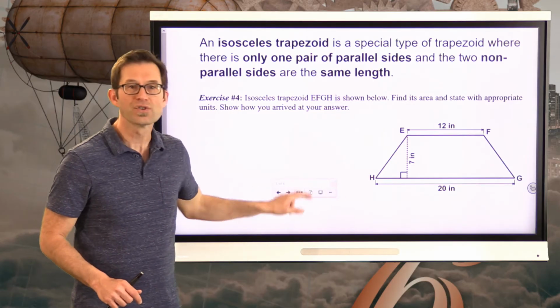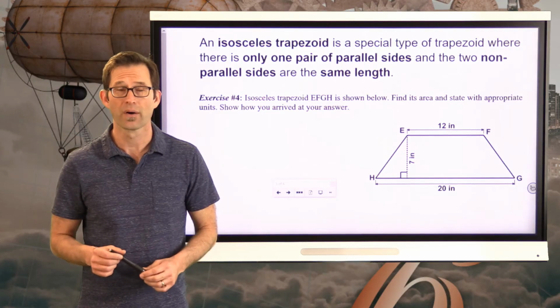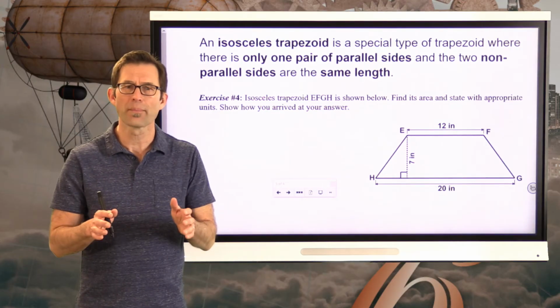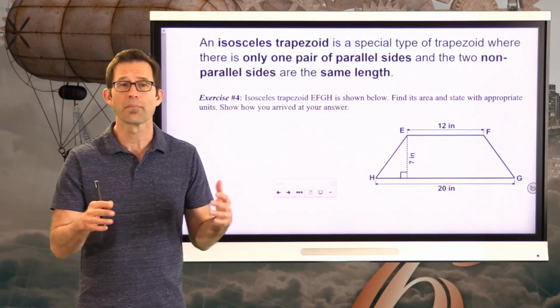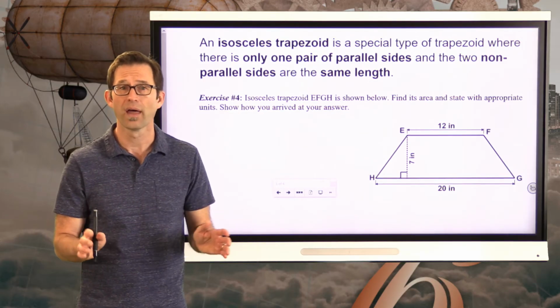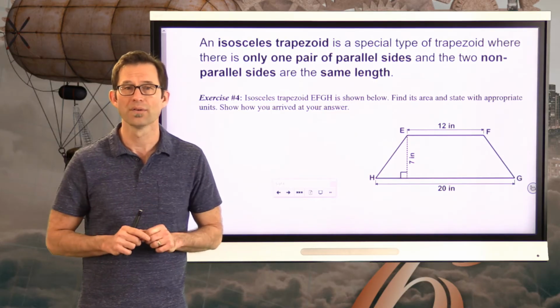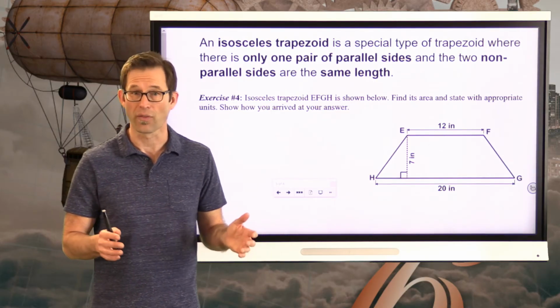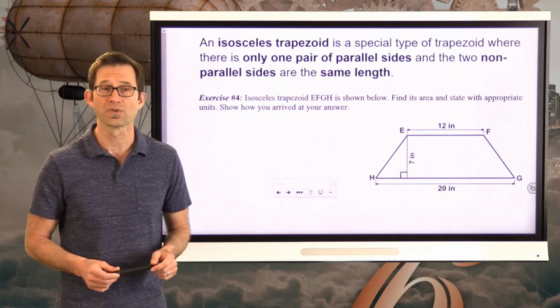There it is. So there's a special type of trapezoid called an isosceles trapezoid, okay? And this is specifically a trapezoid where there's only one pair of parallel sides, all right? So it's not a parallelogram or a rectangle or anything like that. There's only one pair of parallel sides, and the two non-parallel sides are the same length, okay? So let's take a look at an isosceles trapezoid in exercise number 4.